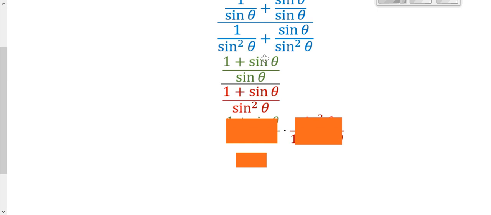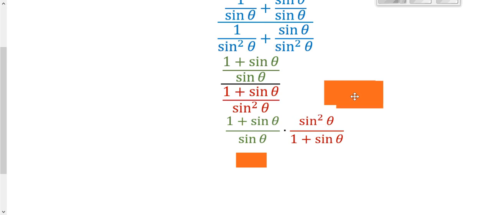So now we have a fraction divided by a fraction. So instead of dividing by a fraction, I can multiply by the reciprocal. When you do that, you always take the top fraction, multiply it by the reciprocal of the bottom one. Now you can see that we have a 1 plus sine top and bottom. And then we have a sine squared over sine. Well, which one has more sines? The top does, so it's going to just simplify down to a sine.